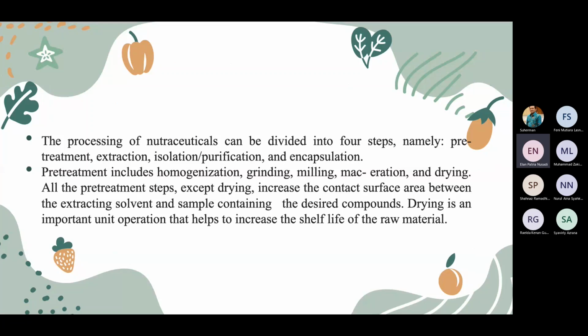The processing of nutraceuticals can be divided into four steps, namely pretreatment, extraction, isolation and purification, and encapsulation. Pretreatment includes homogenization, grinding, milling, maceration, and drying. All the pretreatment steps, except drying, increase the contact surface area between the extracting solvent and the sample containing the desired compound. Drying is an important unit operation that helps to increase the shelf life of the raw material.